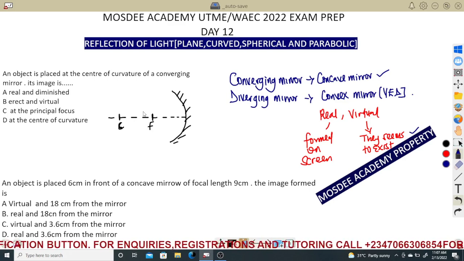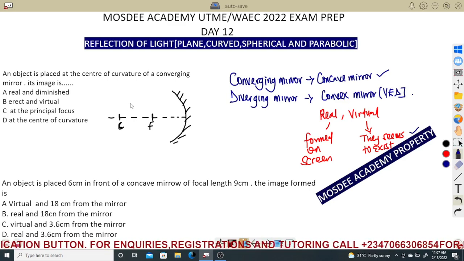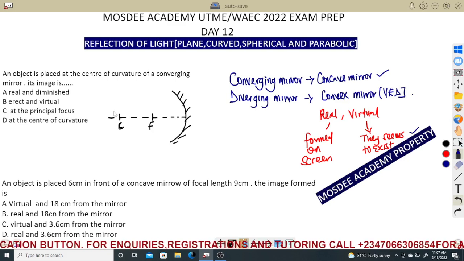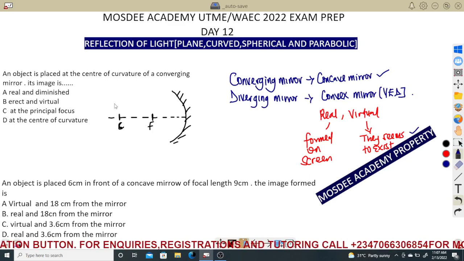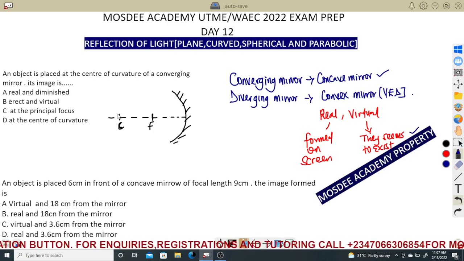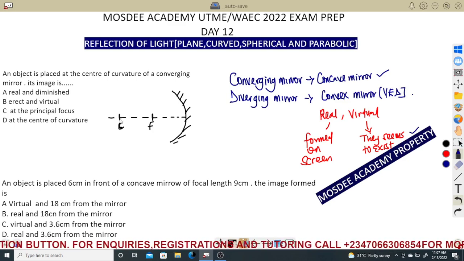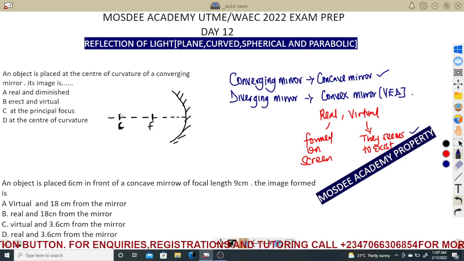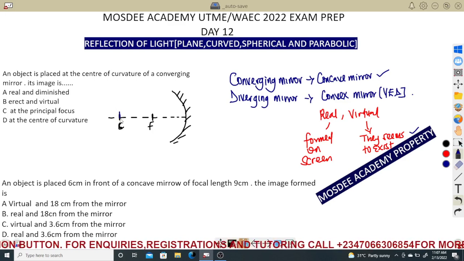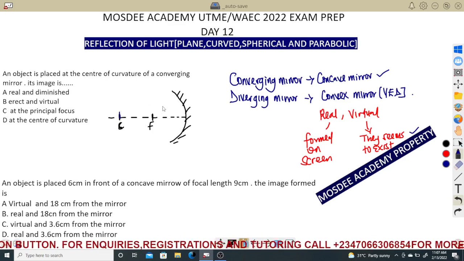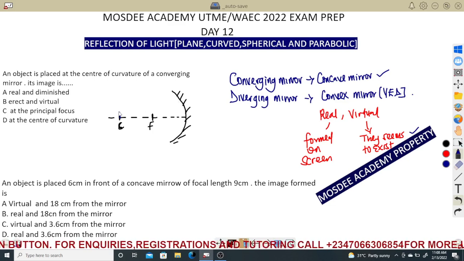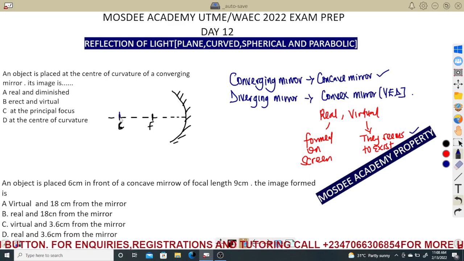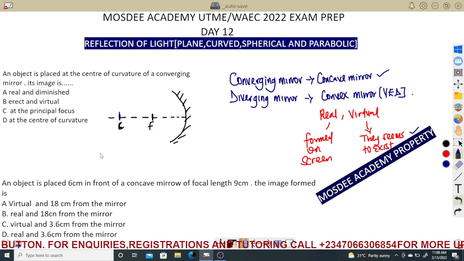Now listen to the important thing. Most of you know the photocopier machine, the Xerox machine. Those of you that operate a photocopier machine, you know what I'm talking about. When you place the paper at the center, you are going to see the exact image. So whenever an object is placed at the center of curvature, the image is also formed at the center of curvature. That is just the logic. You can just quote me.